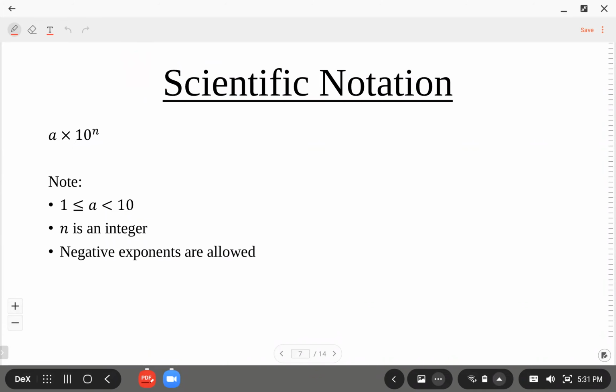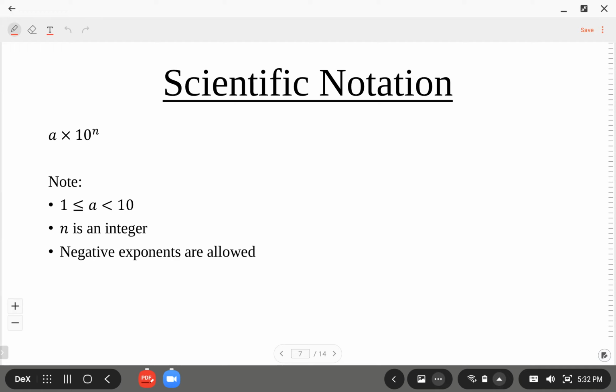So now let's finally move on to scientific notation. So a times 10 to the nth power is going to be scientific notation. Note that 1 is less than or equal to a. So a can be 1. However, a must be less than 10. And n is an integer. Can't be a decimal, can't be a fraction. And negative exponents are allowed.